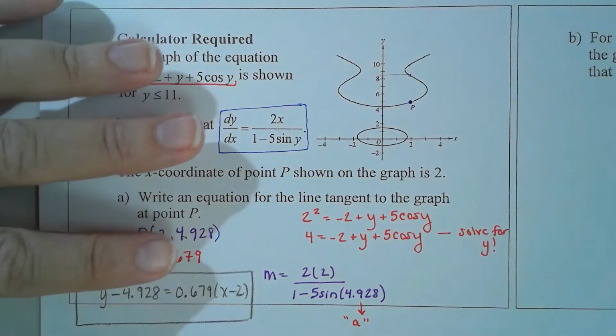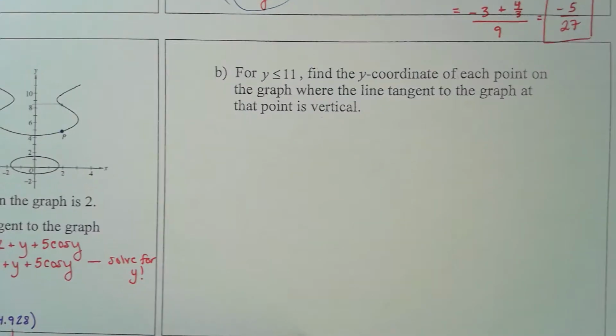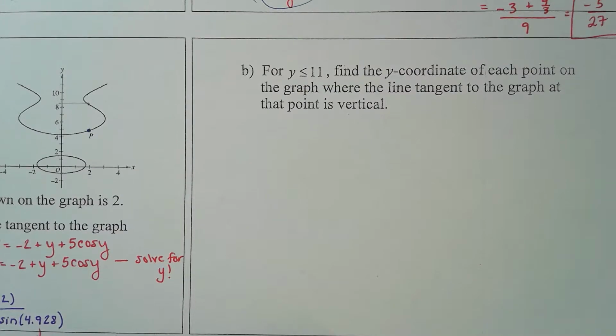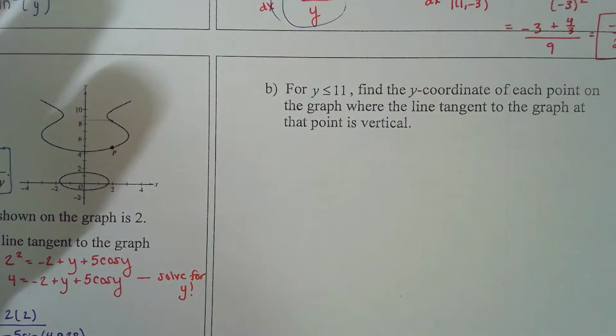All right, let's take a look at part B. It says for y less than or equal to 11, find the y-coordinate of each point on the graph where the line tangent to the graph at that point is vertical. We've talked a lot about horizontal tangent lines, but now they're asking about vertical ones. So let's go look at our graph here for a second.